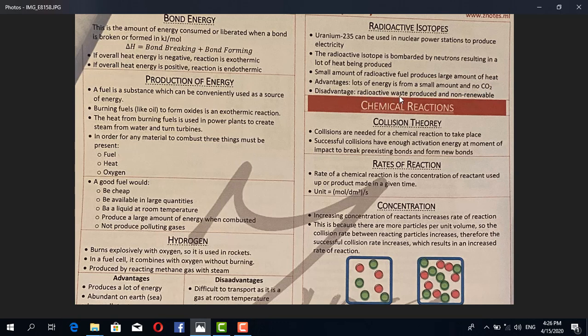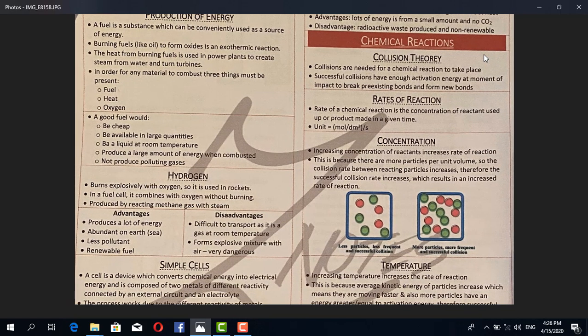That means we can't have it all the time. Once it's gone, it takes time to actually replenish it again.